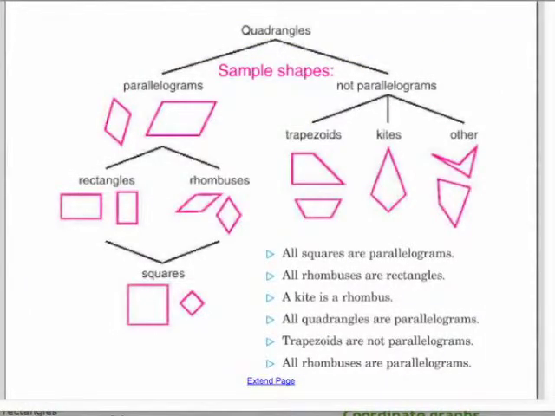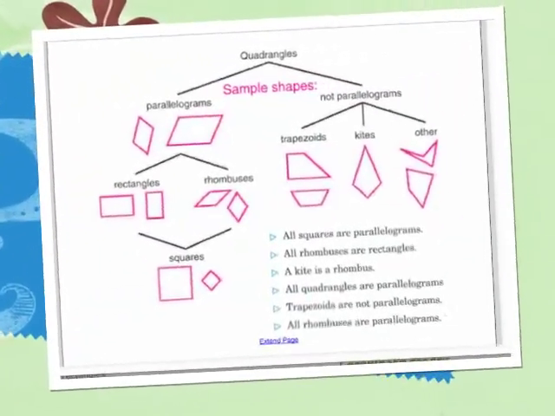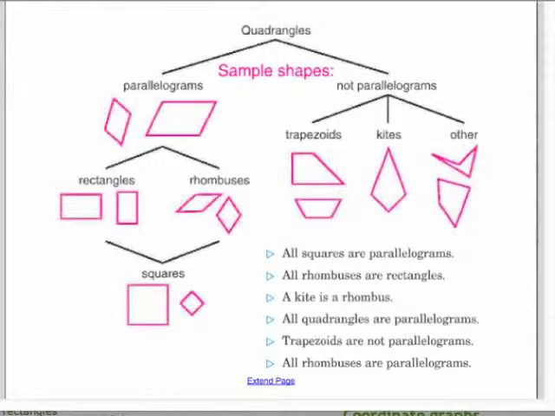Alright, so we've been talking about all sorts of shapes, and the big category of shapes called quadrangles we kind of went over quickly yesterday. I have some statements down below and I want you to see if you can figure these out. Just decide if they are true or false. Okay, we're back. So all squares are parallelograms.